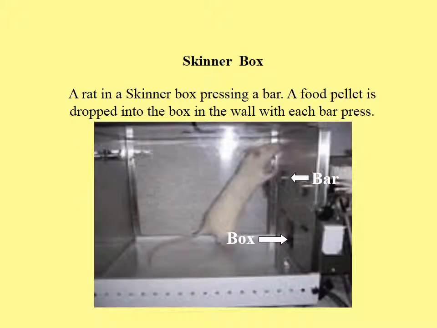This is a Skinner box. I'm going to show you the relationship between response and reinforcement by using a rat's behavior in a Skinner box. In our example, a hungry rat put in the box eventually presses the bar or lever sticking out of the wall. A food pellet drops into the box in the wall. The rat gets the food pellet, which reinforces the preceding bar press response.